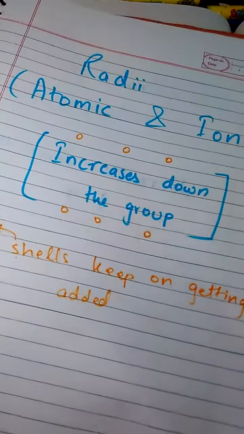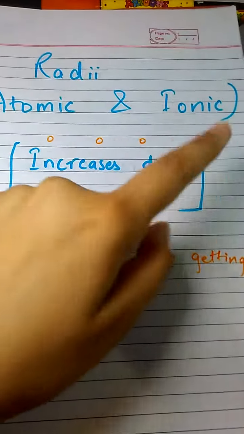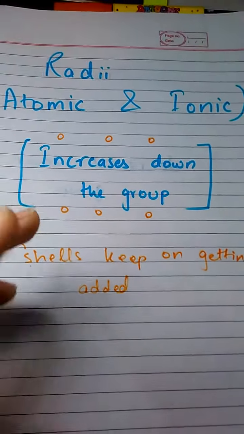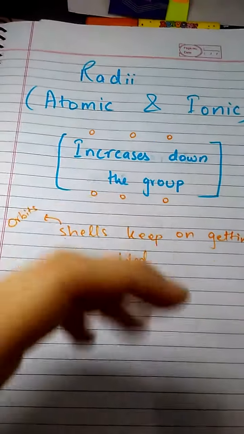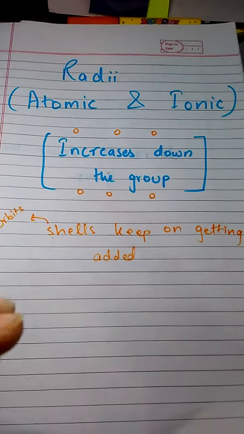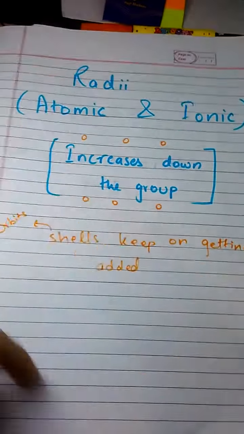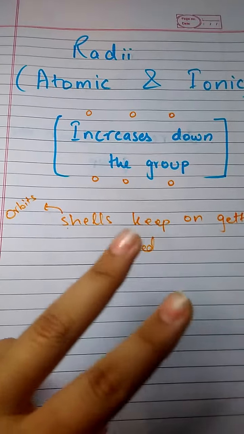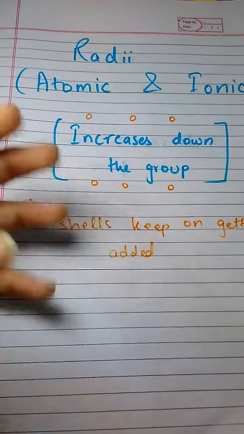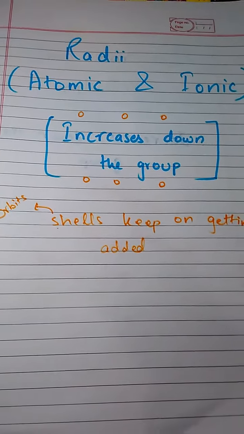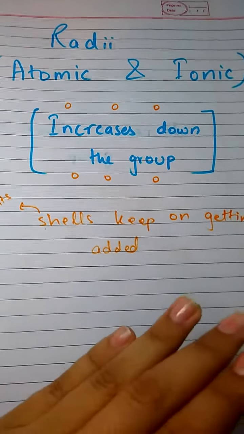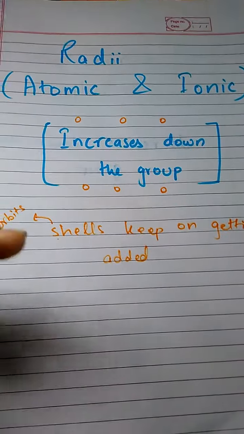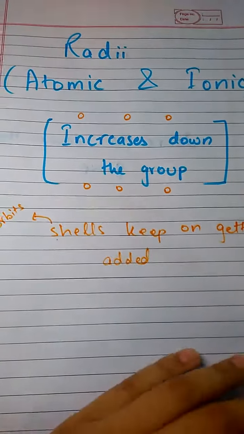We'll next talk about the radii, the atomic and the ionic radii. Now, this increases down the group. How? Because the shells are getting added, I mean orbits, like 1, 2, 3, and nitrogen has 2, sulfur has 3. As it goes down the group, one shell gets added, and each can contain more electrons. It's like the first has 2 and the second has 8, and it goes on increasing.